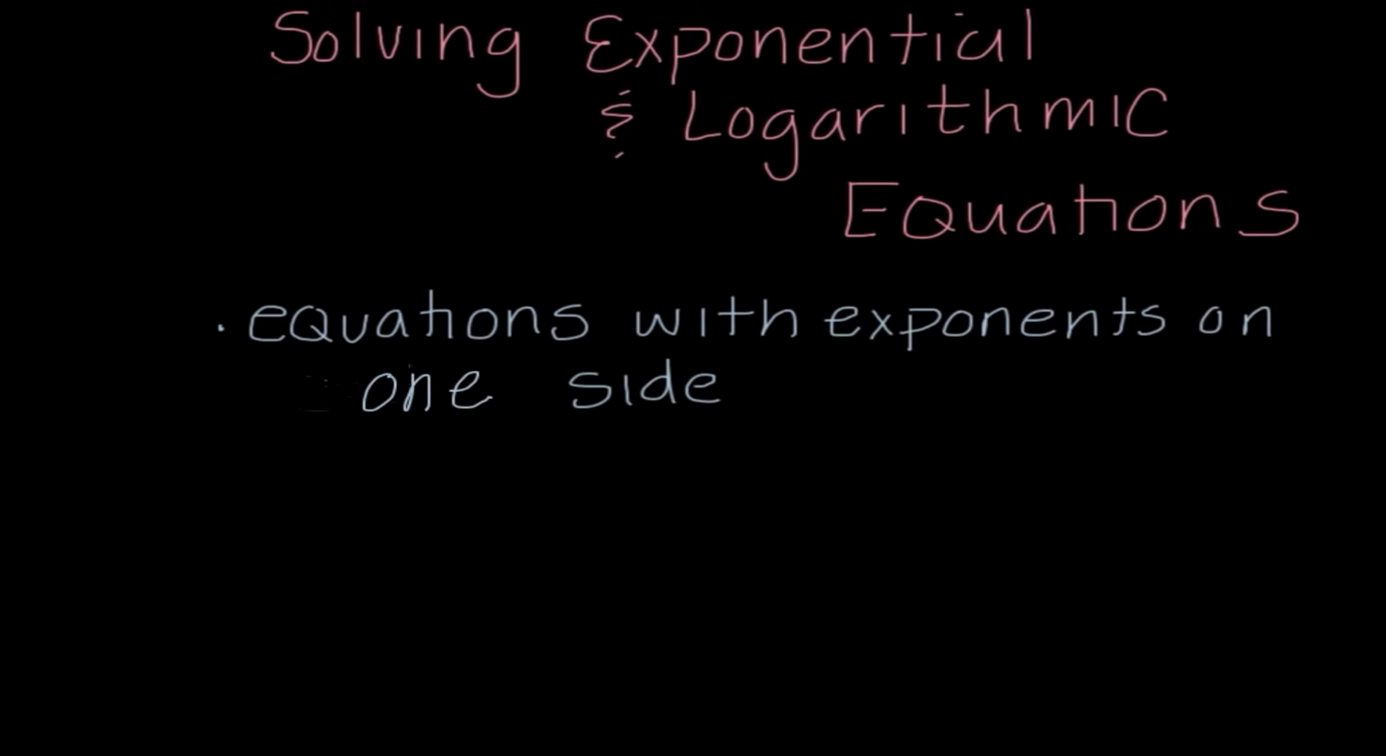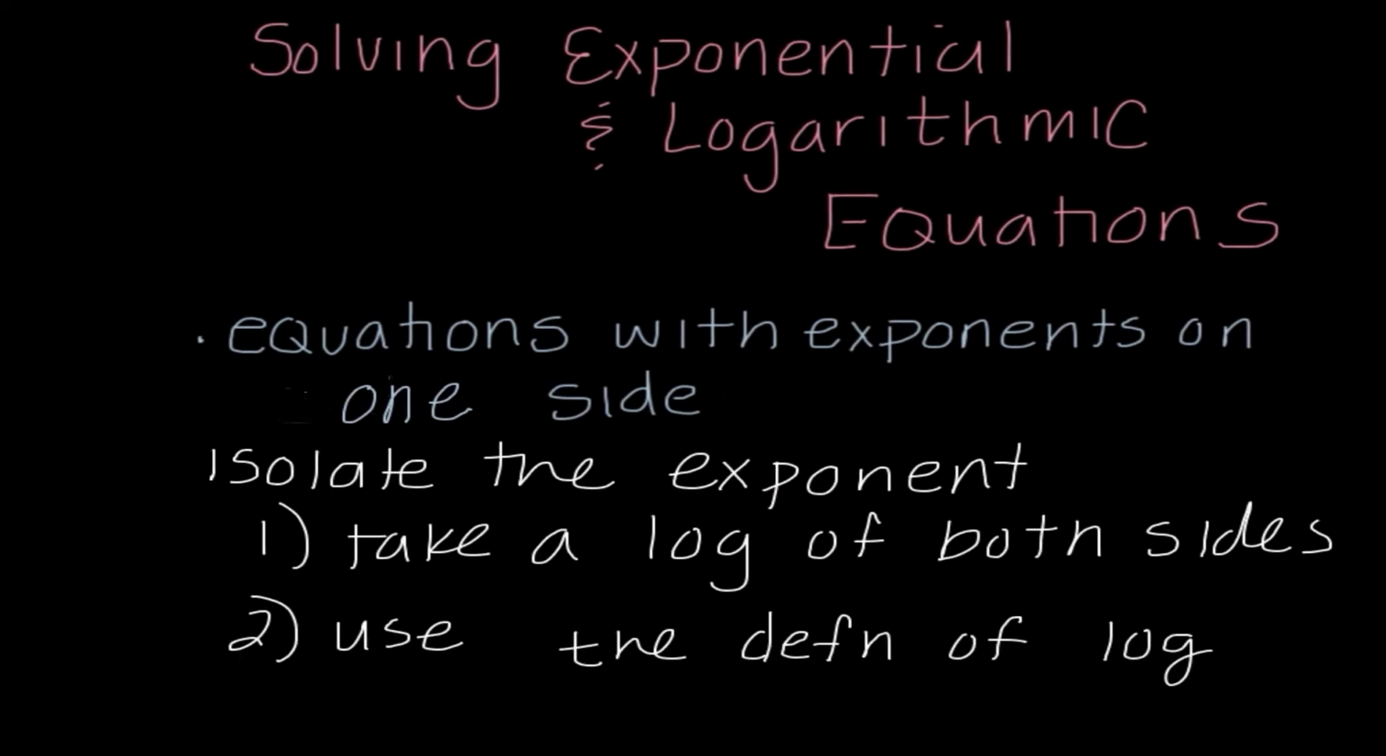The second type of equation we're going to see is one that has exponents on just one side of our equation. When that is the case, no matter what we choose to do, the very first thing I need to do is isolate the exponent. So I'm going to get whatever's being taken to the power all by itself first. And then we really have two different methods. We could take a log of both sides, or we could use the definition of a logarithm to change it from exponential form into logarithmic form.